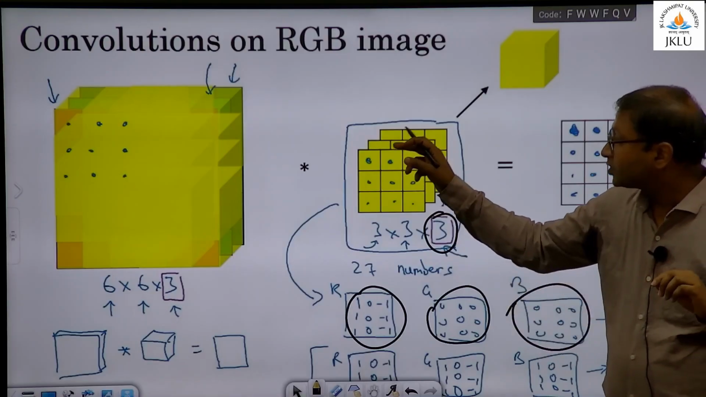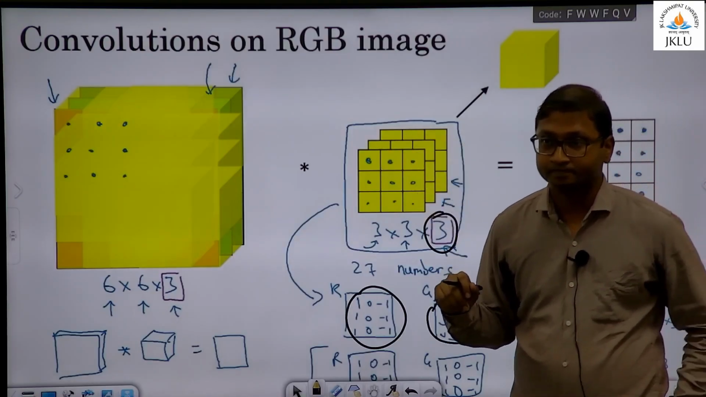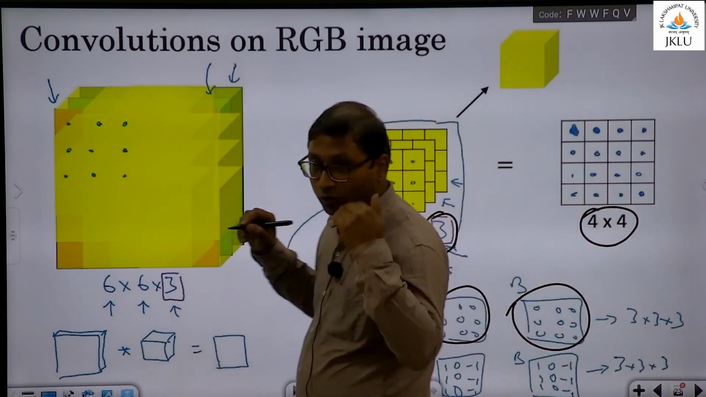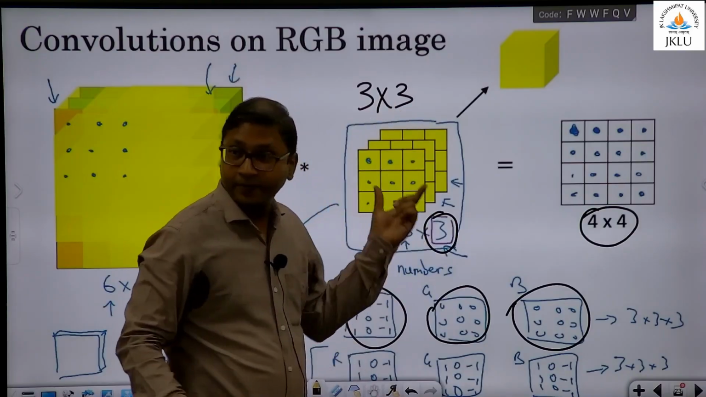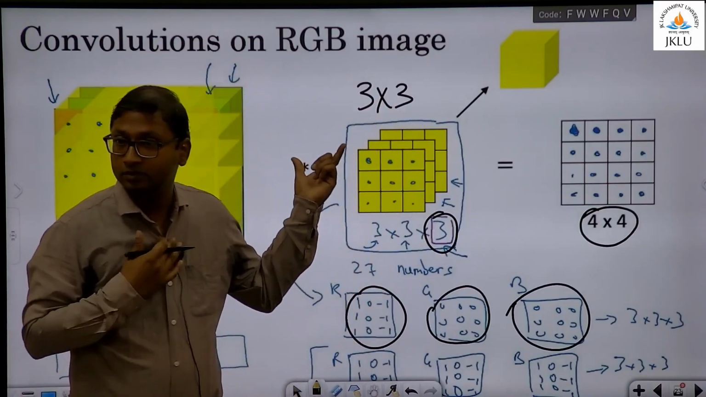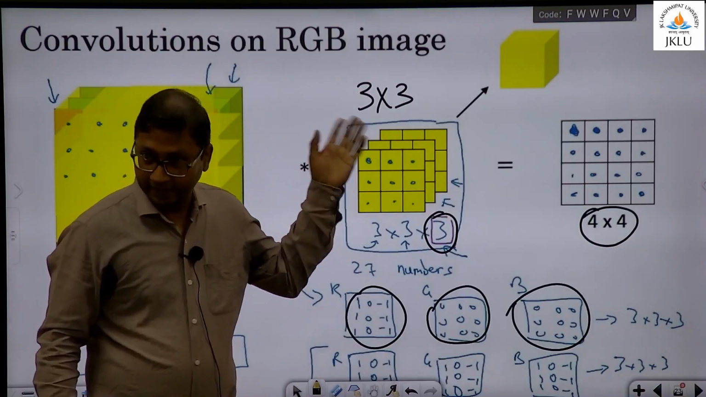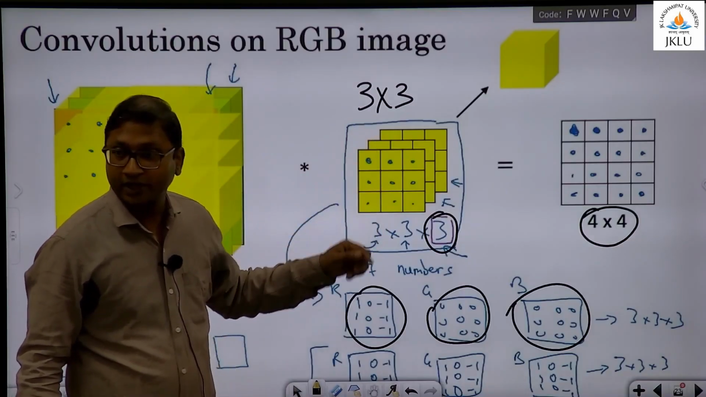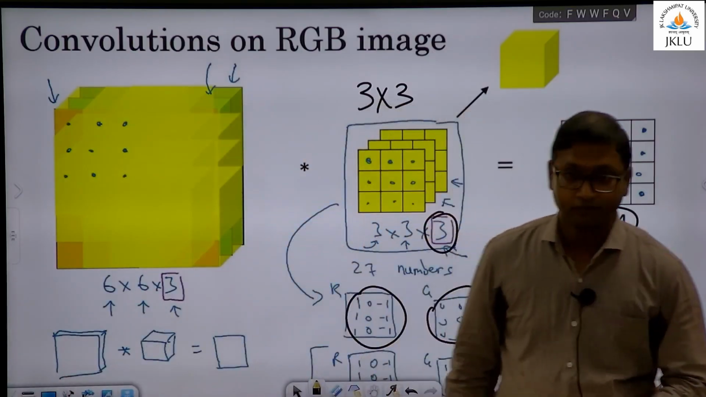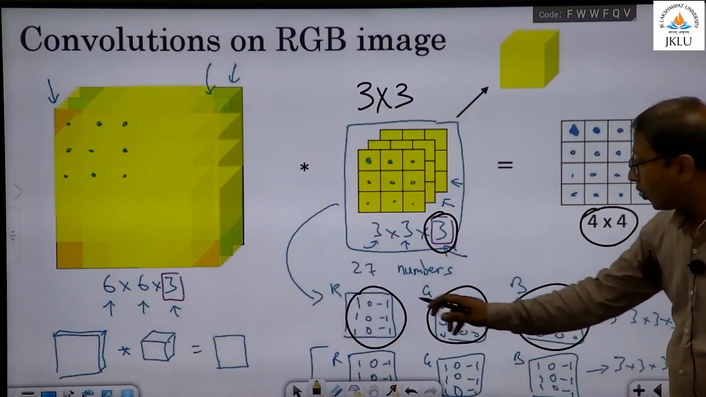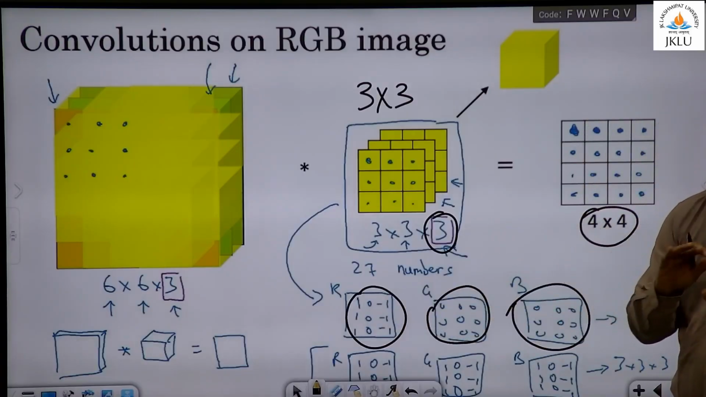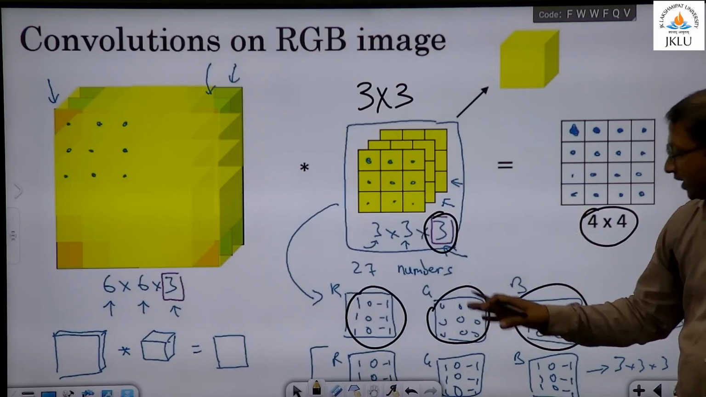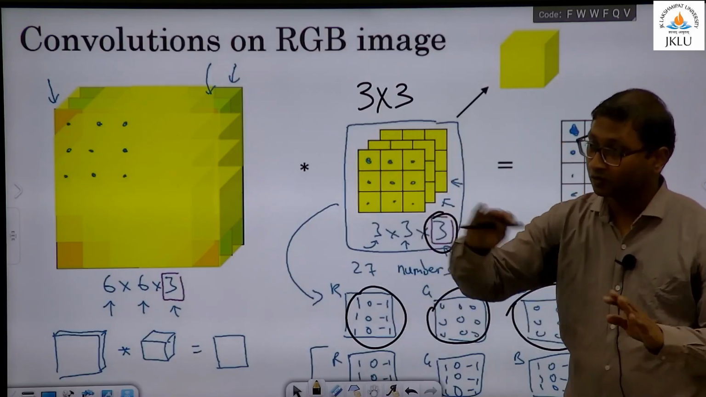So how many weights do you have in this case? In case of a 2D image you had a 3 cross 3 filter. So how many parameters could you have? 9. In this case how many parameters can you have? 27. Because all these 9 numbers are independent of each other, they can take whatever value. If one is fixed, another one is not fixed.